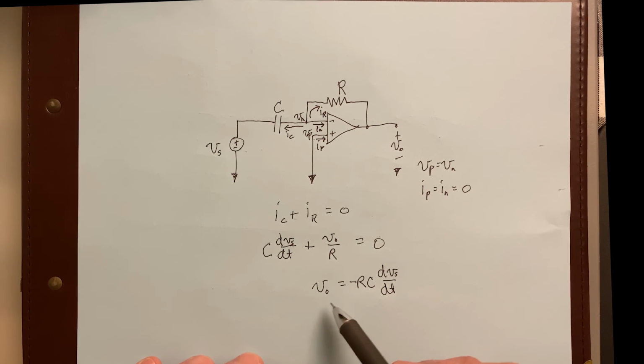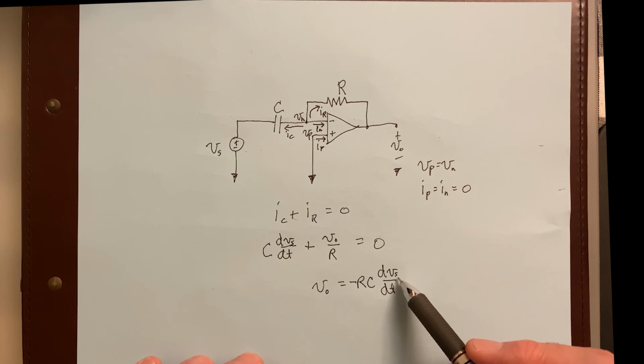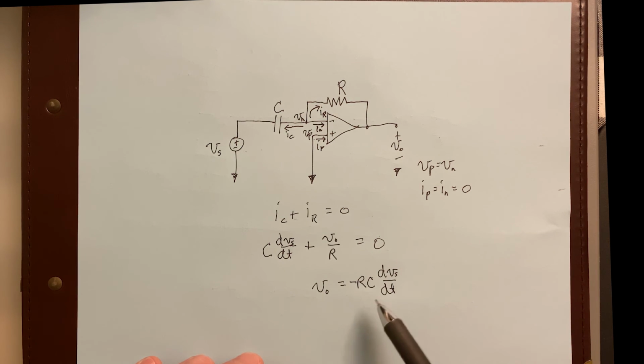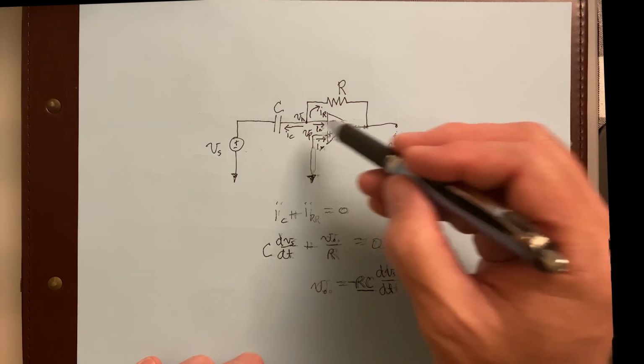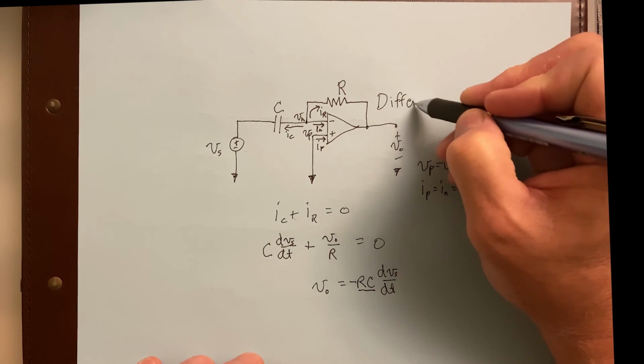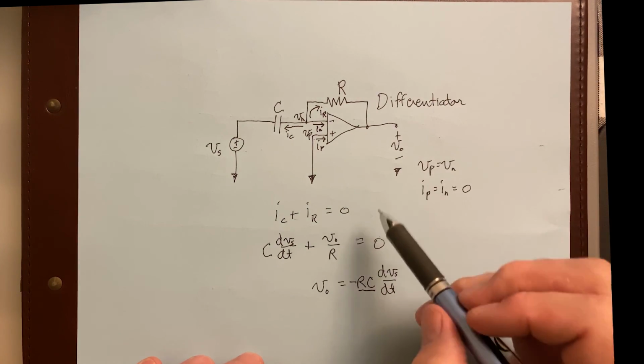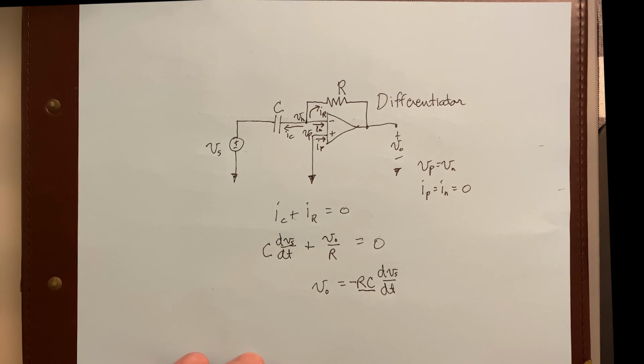Well, notice what we've got here. The output is going to be the derivative of the input. The input's the V sub S. And the output is going to be multiplied by this multiplication factor, RC, which looks very similar to a time constant. And the negative is going to tell you that it's inverted, okay? So this type of circuit right here is called a differentiator. So the output is going to be the derivative of the input.